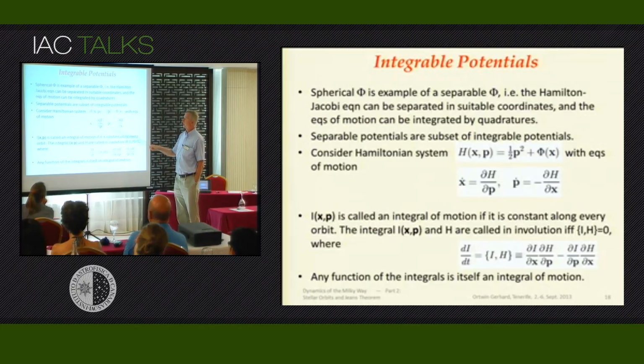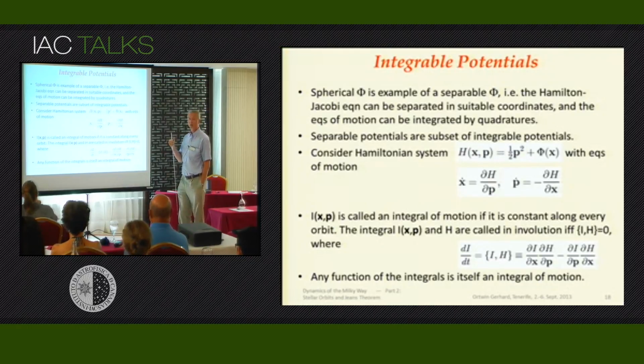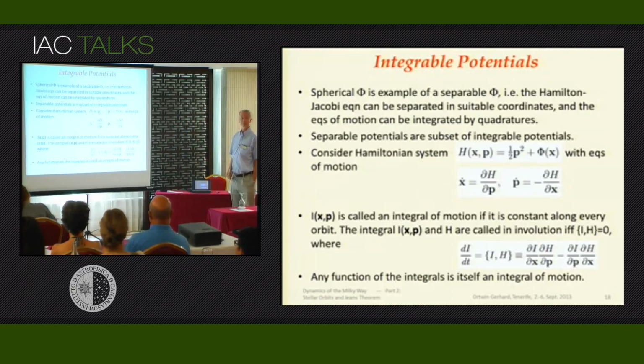And so let's see what integrable potentials are. So here we write the Hamiltonian. This is a Hamiltonian system. That's our galaxy potential here. This is the square of the momentum. And the equations of motion, if you remember, are that x dot is dH/dp, and p dot is minus dH/dx. So now we can say what it means to be an integral.